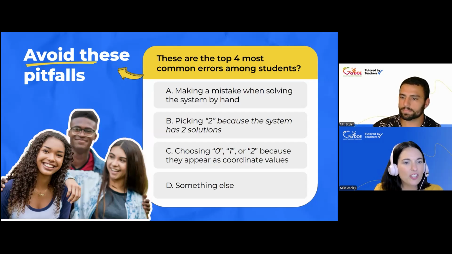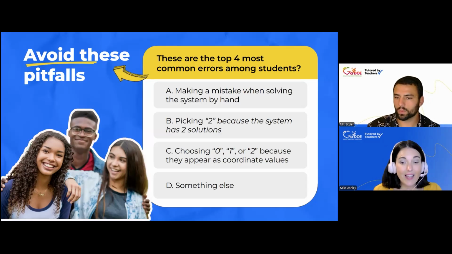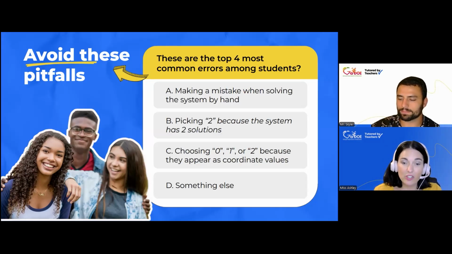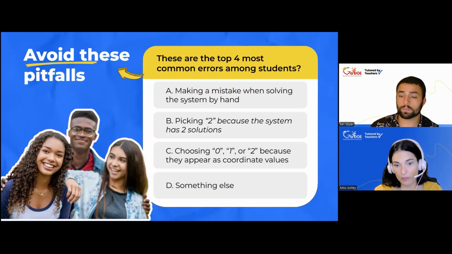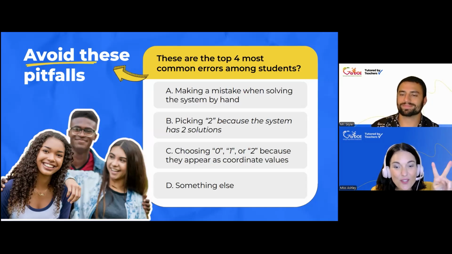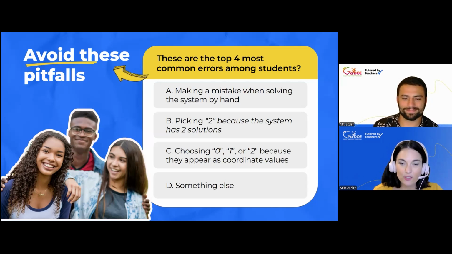Some of the common errors that you're going to see on these types of problems is you may make a mistake when solving the system by hand. I like to solve systems by hand, but it is good to know other strategies. That way, when you put it in the Desmos calculator, you can double check your work, or vice versa. Another error is you pick 2 because the system has 2 solutions. That does not mean you're picking 2. Or choosing 0, 1, or 2 because they appear as coordinate values.